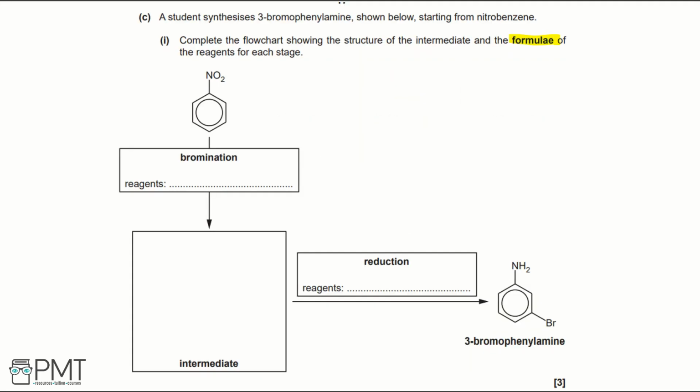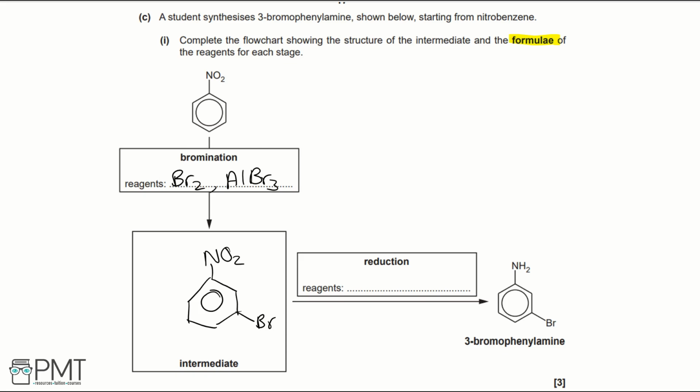Part C. A student synthesizes 3-bromophenylamine shown below, starting from nitrobenzene. Part 1. Complete the flowchart showing the structure of the intermediate and the formulae of the reagents for each stage. We're told that the first stage is bromination, therefore one of our reagents must be bromine, but we also need a halogen carrier in order for this reaction to occur. This would form an intermediate, and the intermediate would have the bromine in the third position because a nitro group has a 3,5 directing effect.